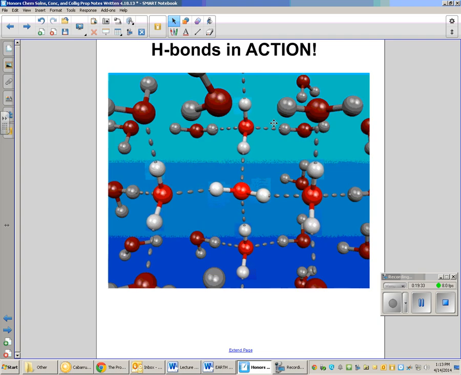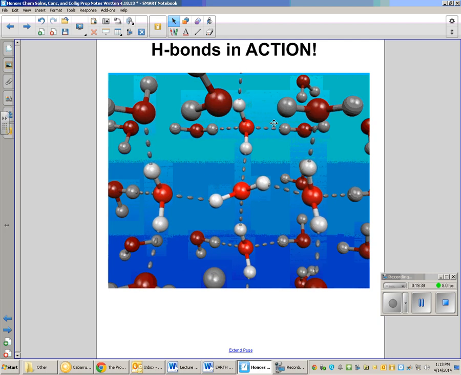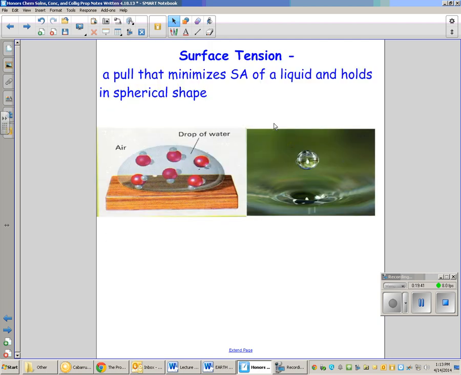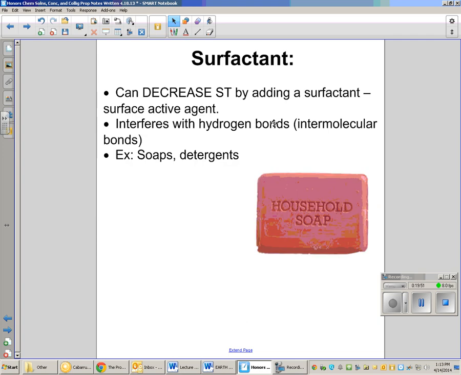Hydrogen bonds in action. They're not actually bonds. Surface tension we talked about, minimizing the amount of surface area with the air. You're trying to pull it together so that you form a drop. Cohesion there. Surfactants we went through. Oh, I didn't talk about the actual definition. A surfactant decreases surface tension.